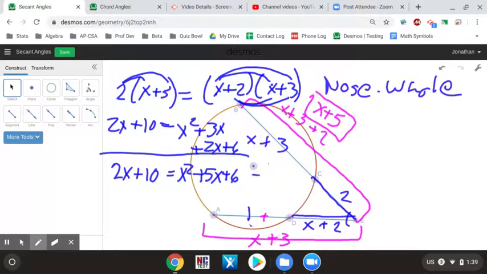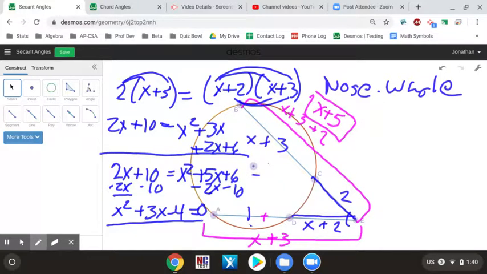Unfortunately, I still have an x squared. It's not going to cancel out, so I'm going to need to get everything on one side. So I'm going to be subtracting the 2x from both sides and subtracting the 10 from both sides. So that's going to give me an x squared. And when I do 5x minus 2x, that's going to give me a 3x, because if I subtract 2x over there, I also have to subtract it from 5x. And then I have a 6 minus 10 is going to be a minus 4. And then it'll be equal to 0. The good news is, once you get that equal to 0, you could graph that in Desmos and look for some x-intercepts, or you could use quadratic formula.